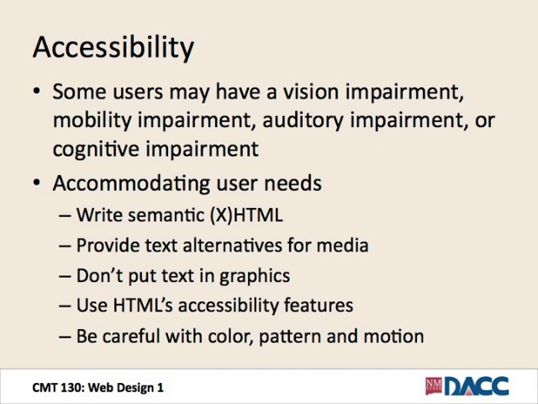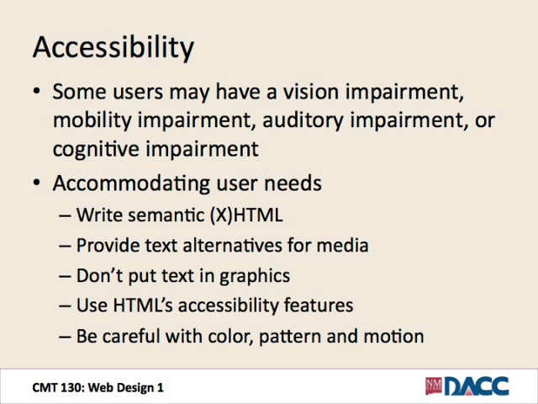So finally, accessibility. Some users may have vision, mobility, auditory, or cognitive impairments. Part of writing standards-based XHTML is accommodating these users. To do so, you need to write semantic XHTML, which means writing clean code that's logical, well-ordered, and meaningful. You want to provide text alternatives for media. So you want to provide a description for your image, captioning for your video, a transcript for your audio.